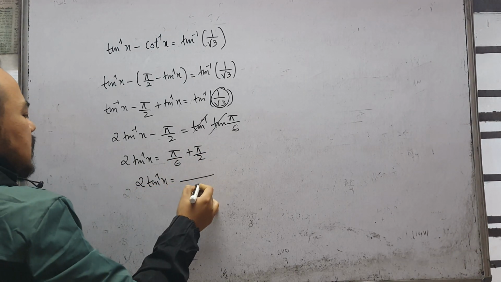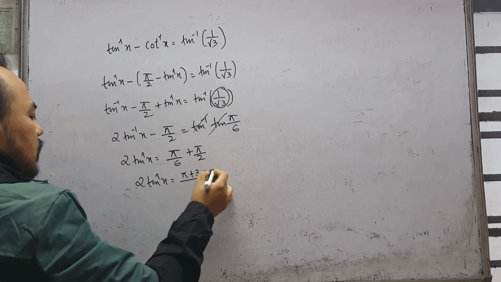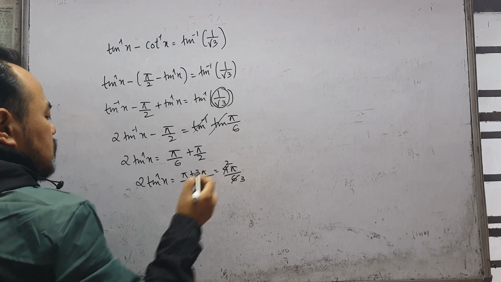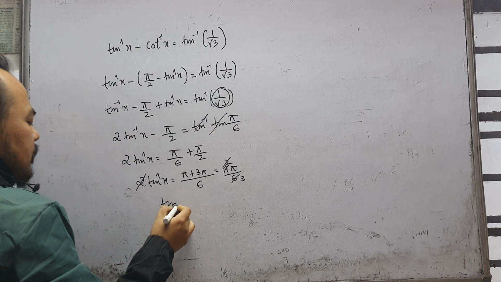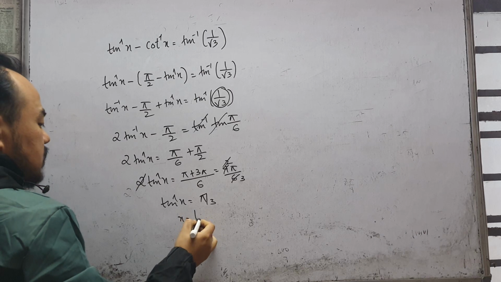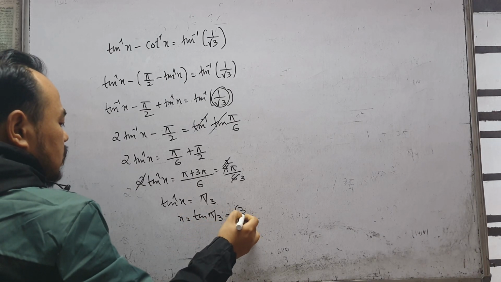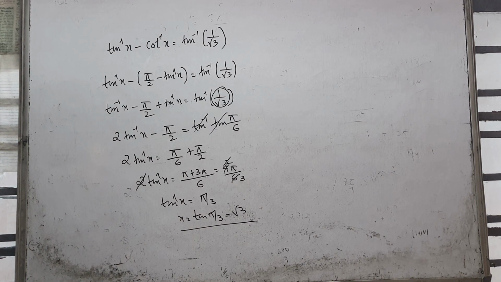So what is that equal to, everyone? 2 tan inverse x, what is the LCM? 6. This will be pi, this will be 3, so it will be 4 pi by 6. Again, this 2 and this 2 get cancelled. So what is tan inverse x, everyone? Pi by 3. And pi by 3 is 60. So what is the value of x? Root 3. Is it clear? So please don't forget how to solve this.